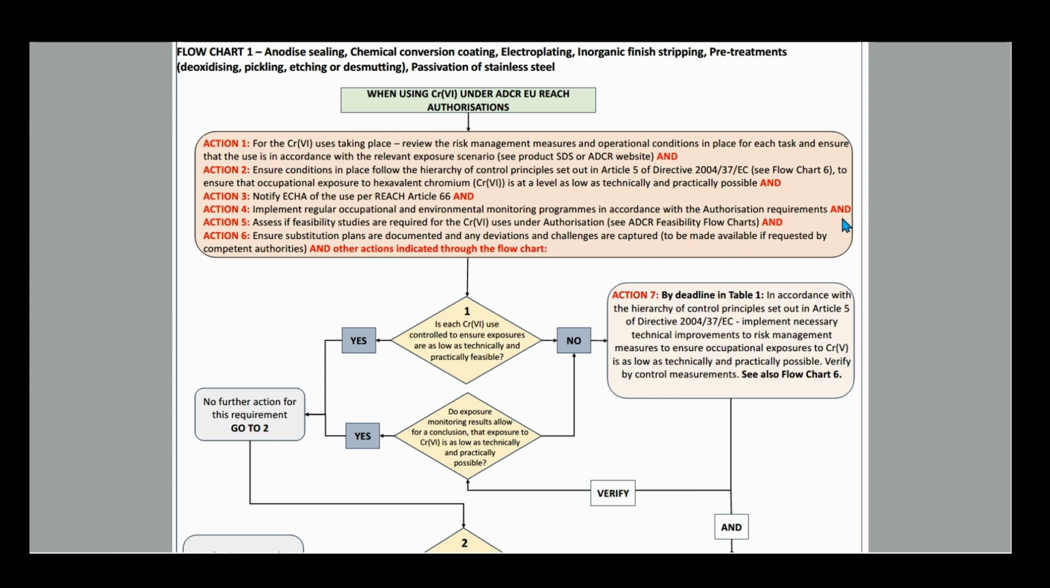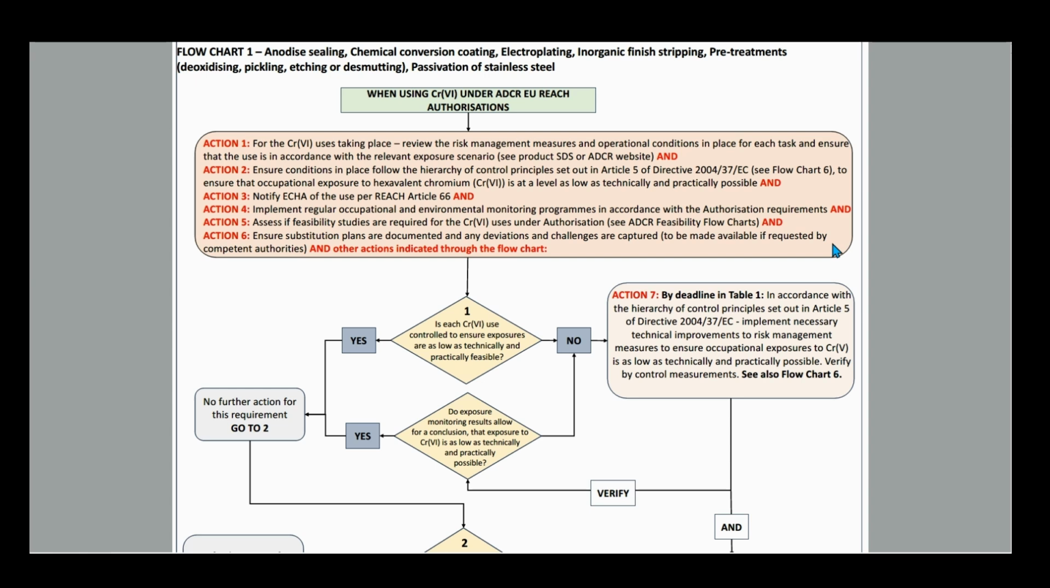The next action highlights that you, as a downstream user, have to assess whether feasibility studies for the authorized hexavalent chromium use need to be performed. Feasibility flowcharts are provided to assist in the decision-making process. These will be explained in detail later in this presentation.